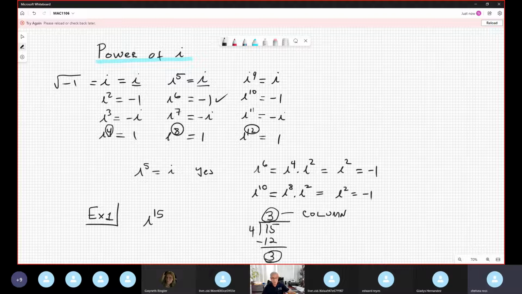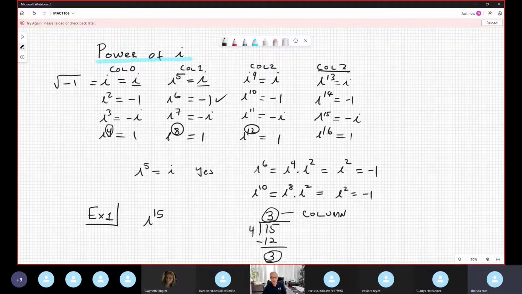Wow. These 3 represent the column. What is a column? This is column 0, the original. This is column 1. This is column 2. And I suppose column 3 is the next: i to the 13, which I suppose is i; i to the 14, which is negative 1; i to the 15, exactly what I'm looking for, is negative i; and i to the 16 is 1 again. So now, these 3 indicate the column.